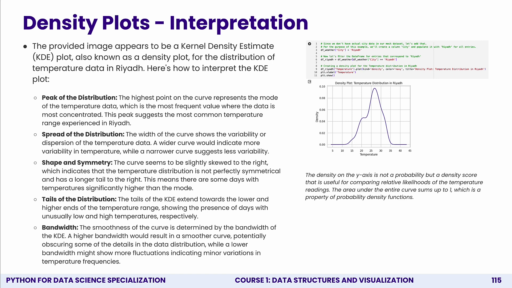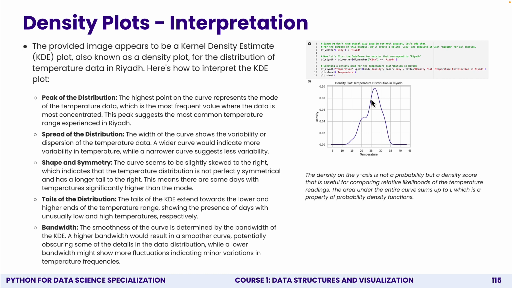Okay, so how to interpret a probability density function? First of all, when you have a probability density function and I ask you, for example, to interpret this KDE, you look at the peak of the distribution. This is the peak. The highest point on the curve represents the mode of the temperature data, which is the most frequent value where the data is most concentrated. This is the mode.